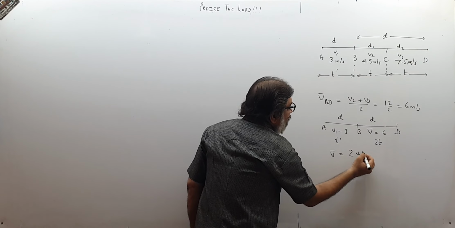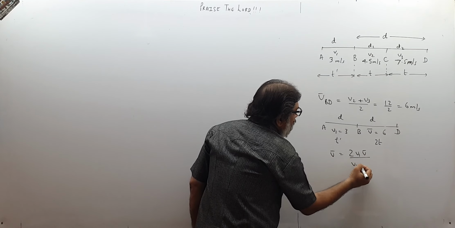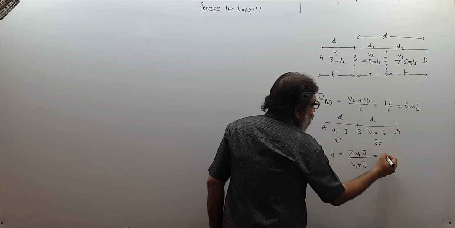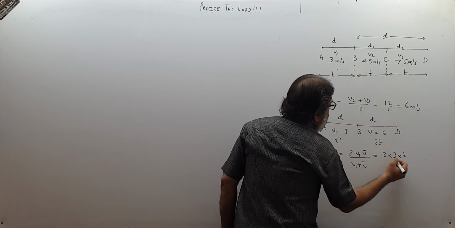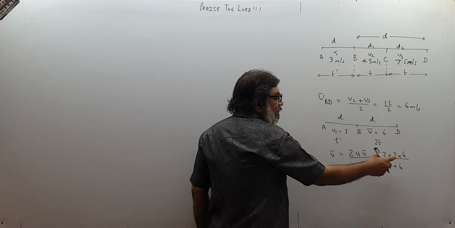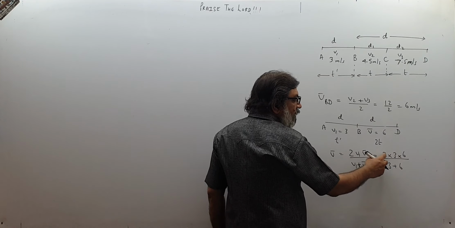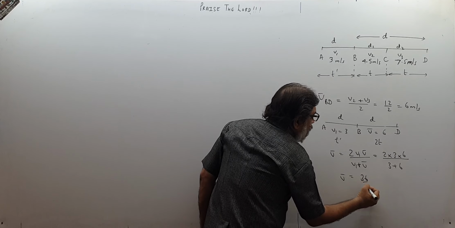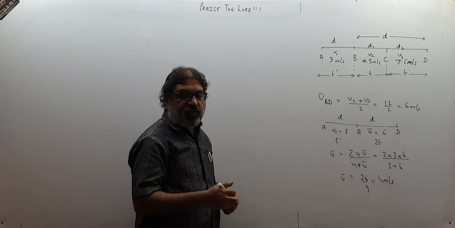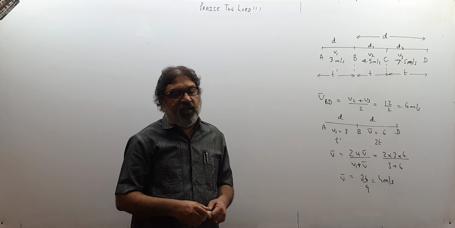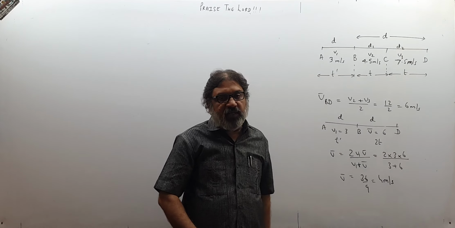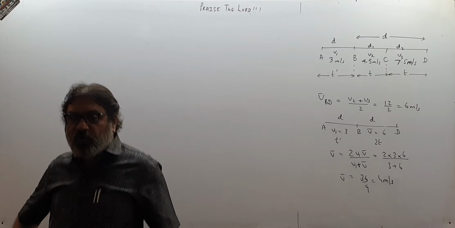That will be 2 V1 V bar upon V1 plus V bar, like 2 V1 V2 upon V1 plus V2. That will be 2 into 3 into 6 upon 3 plus 6. So V bar will be how much? See, this is 9, 36 upon 9, and that will be 4 meter per second. Quickly we can get the answer using the concept of arithmetic mean and harmonic mean for speeds when the times are equal and when the distances are equal. Please pause and copy, children.